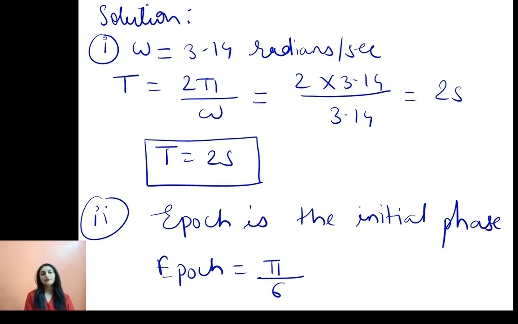We can calculate T from it. We know that omega equals 2 pi by T, so T equals 2 pi by omega, which is 2 into 3.14 upon 3.14. The 3.14 cancels and we get 2 seconds. So the time period is 2 seconds. Now, the epoch is the initial phase, which equals pi by 6. That is straightforward from the equation itself.